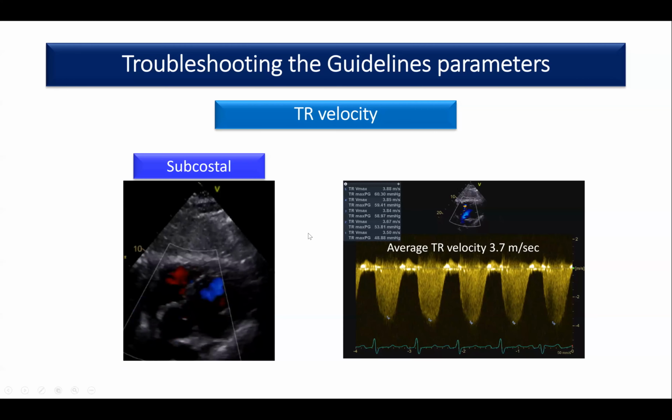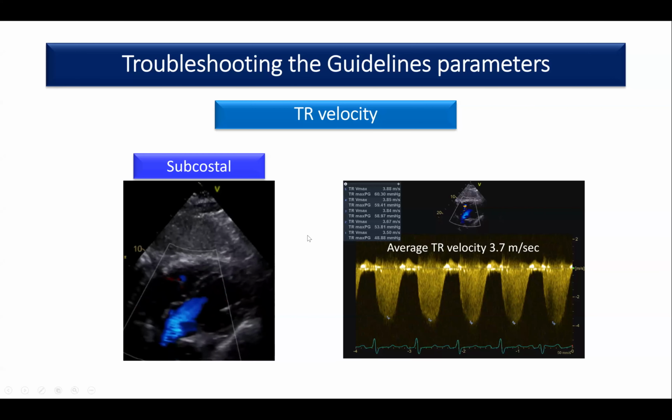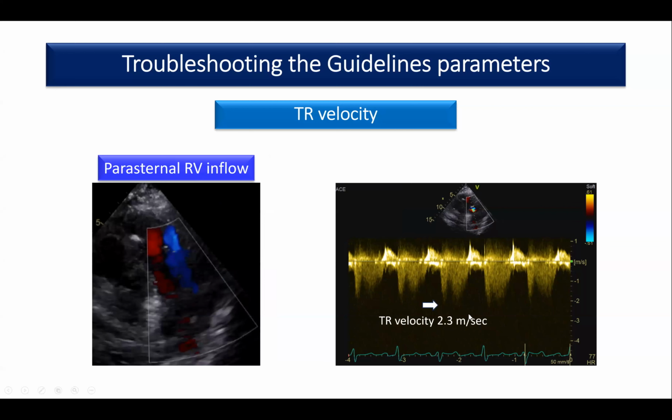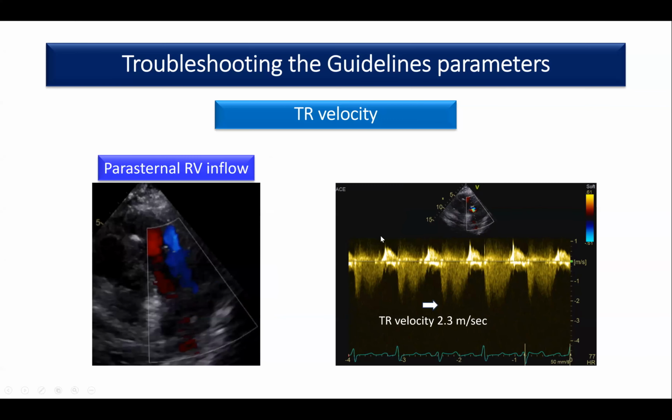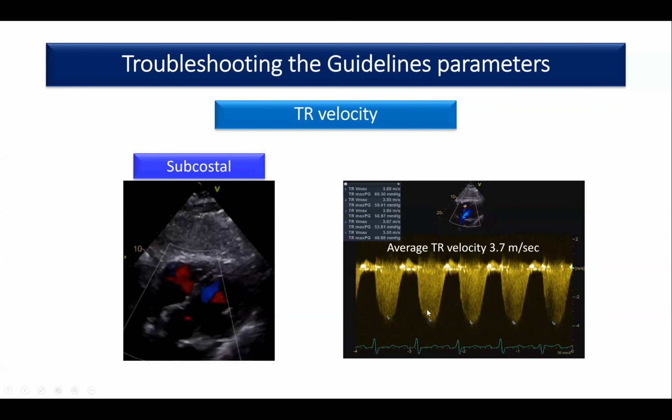So again, if you spend more time trying to get a good TR signal, here, obviously, we don't see the peak of the TR, and people would look and say, oh, I think it's about 2.3 meters per second and normal. No, it's not. TR velocity is high, and therefore this patient has pulmonary hypertension. So instead of having a negative TR velocity in the guideline, now it's positive.